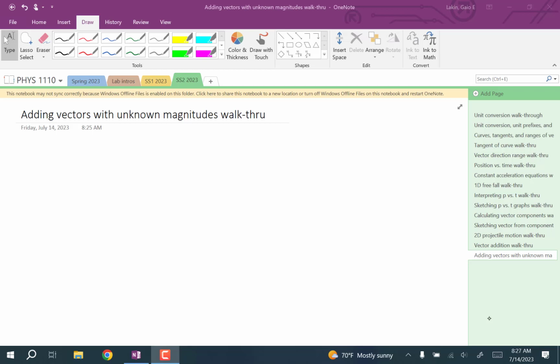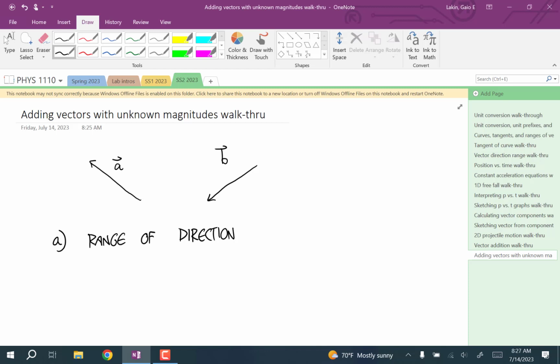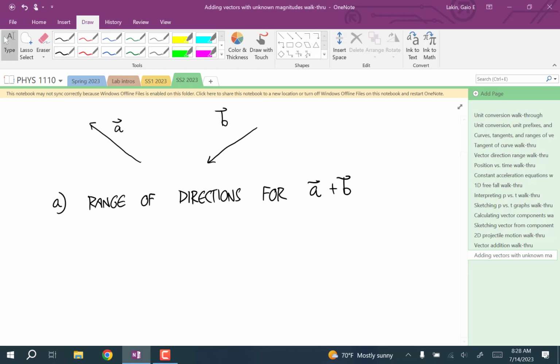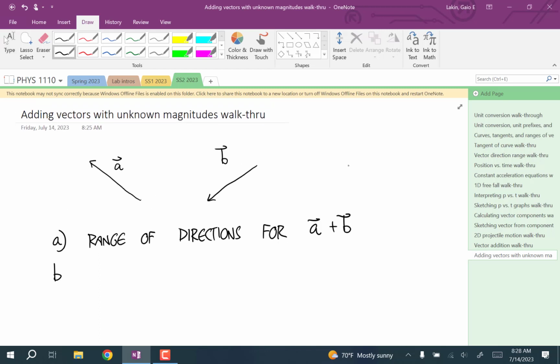Okay, so this time we're going to do a problem where we don't know the magnitudes of these vectors, and that means that adding two vectors, there's a range of possible directions that you can get. So let's say that we have a vector A like this, and a vector B like this. And we want to know first the range of possible directions for A plus B. And the key thing here is that these vectors both have unknown magnitudes.